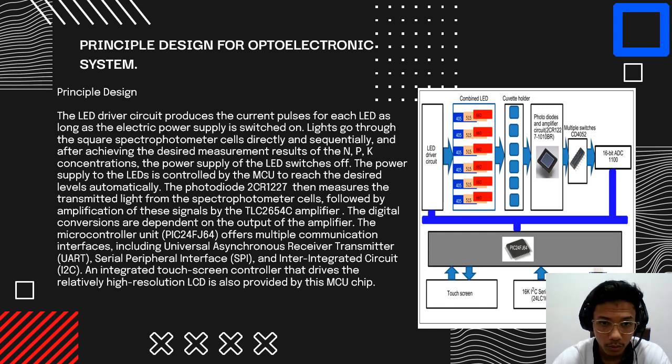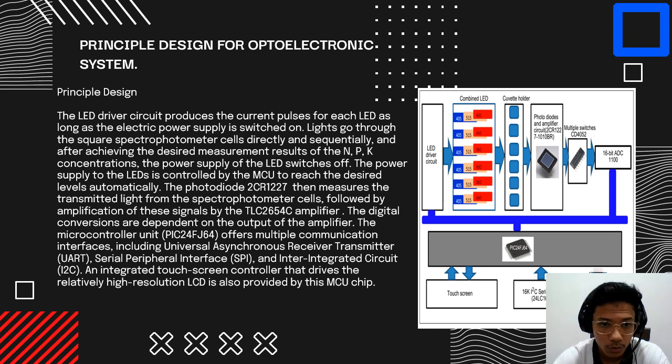The photodiode 2CR1227 then measures the transmitted light from the spectrophotometer cell, followed by amplification of the signal by the TLC2654 amplifier. The digital conversion depends on the output of the amplifier.